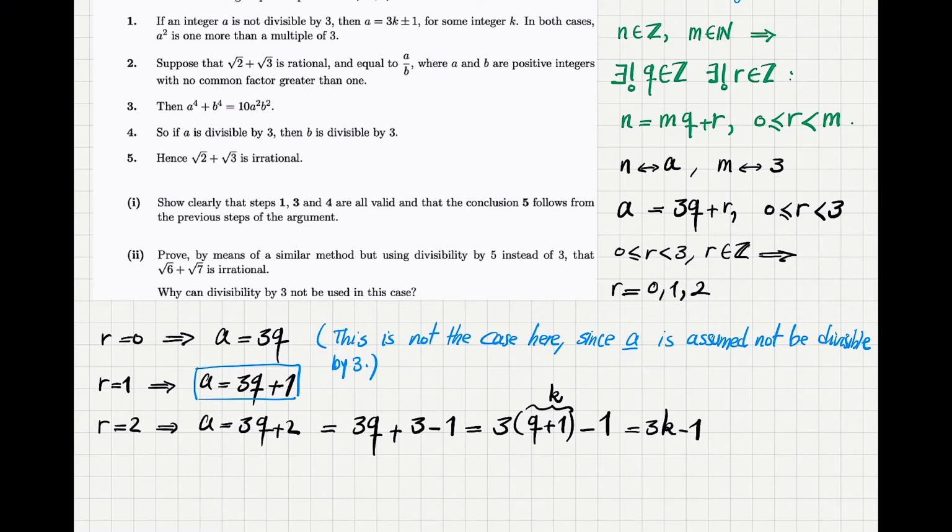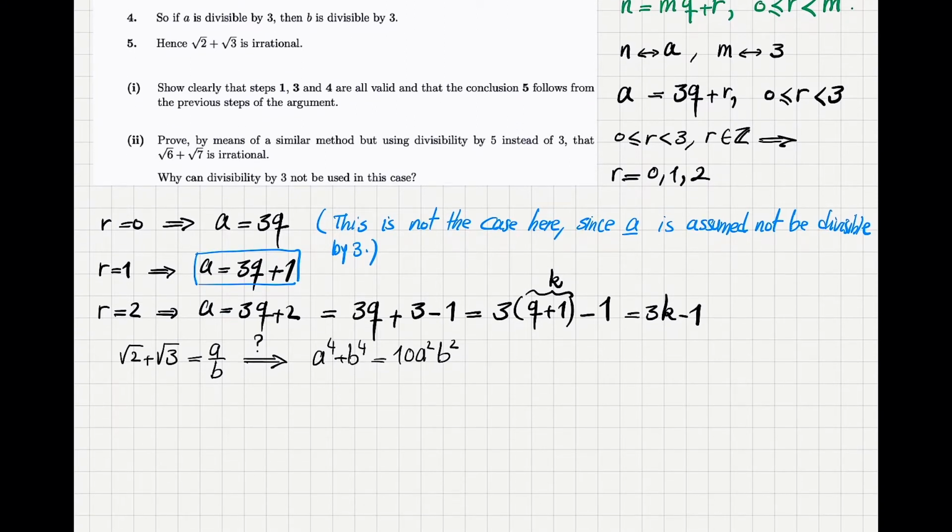Okay, and then we are supposed to show this. So what does it mean? It means that we know that square root of 2 plus square root of 3 is a over b. We are supposed to prove that a to the 4 plus b to the 4 is 10a squared b squared. This is what we want to show. If you look at what we are going to show, you see that there is no square root sign involved. So this is good. This gives you the hint how to do the problem. We need to get rid of these square root signs.